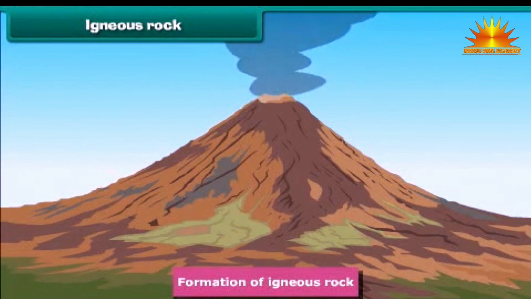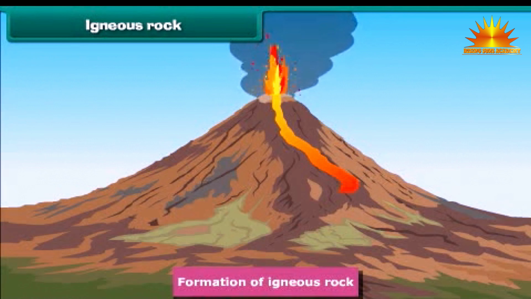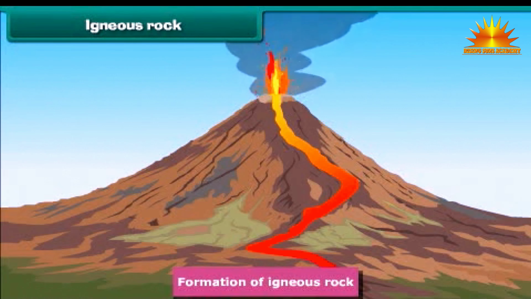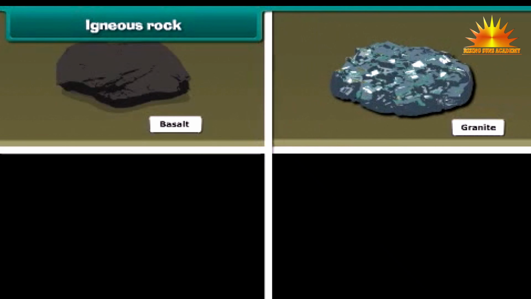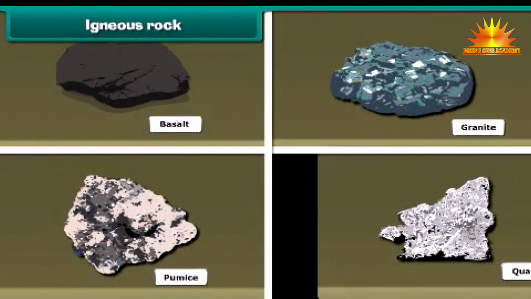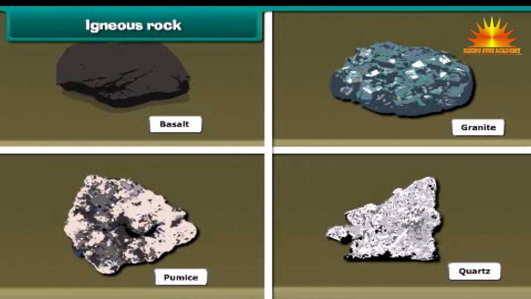Igneous rock is formed when molten rock, like lava in volcanoes, cools and gets hardened, solidified. It is often shiny and glossy. Basalt, granite, pumice, and quartz are examples of this kind of rock.